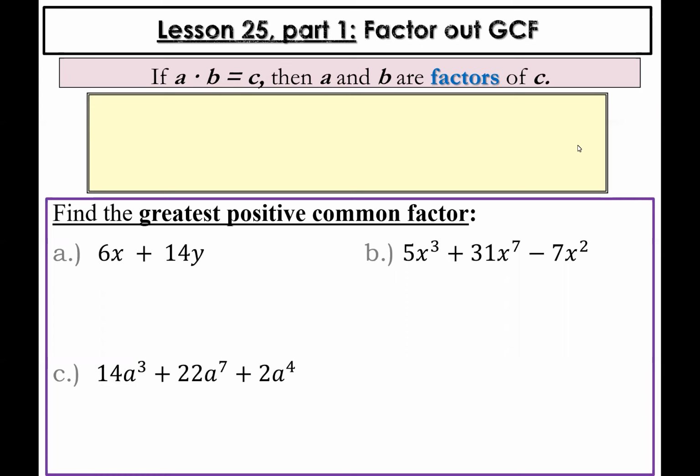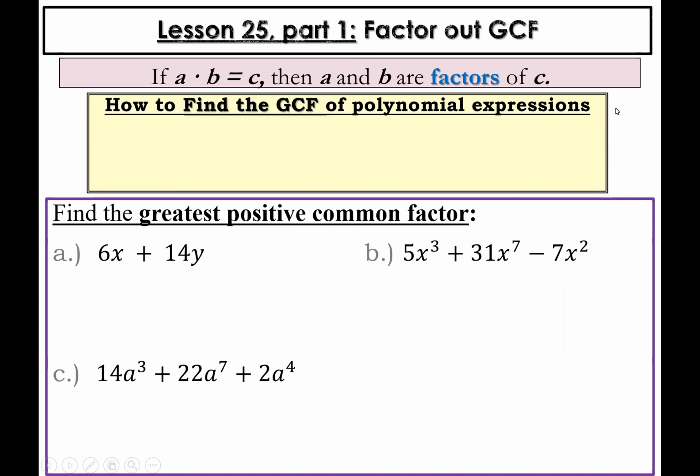All right, so I'll walk you through the steps of finding a GCF, or a greatest common factor, and we'll take it from there. Okay, sorry, here we go. So how to find the GCF of polynomial expressions. Step 1, write each term as a product of prime factors.